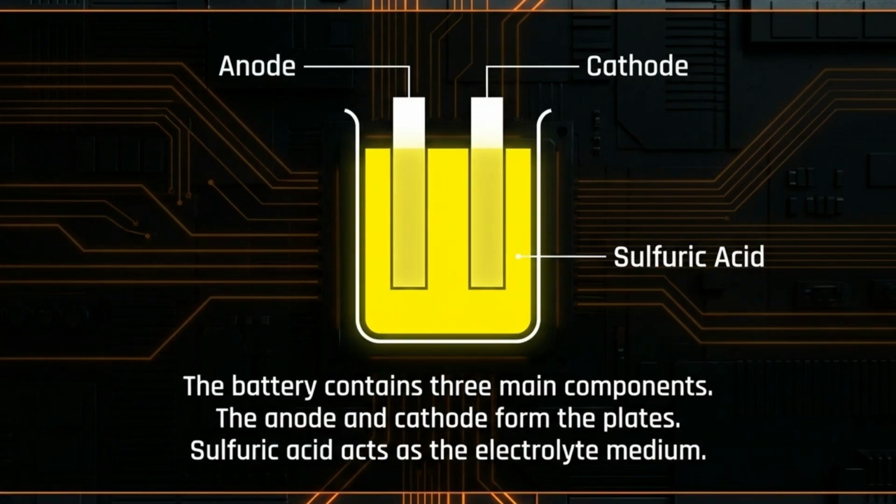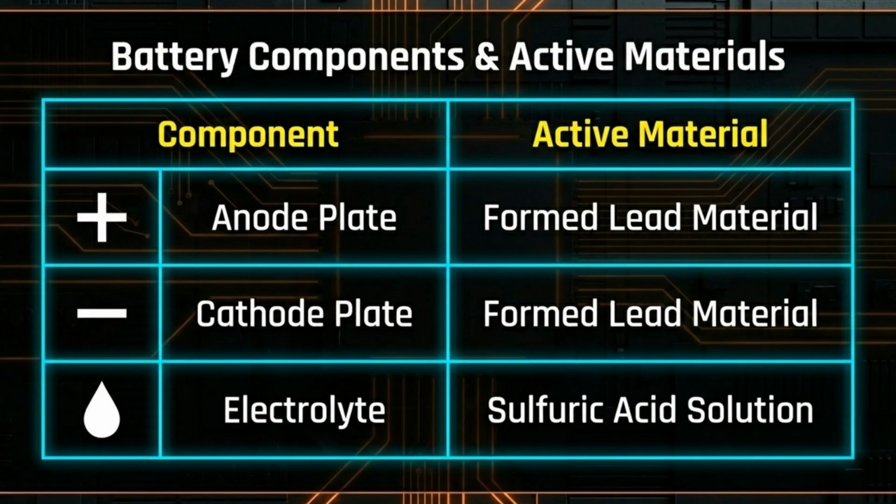A lead-acid battery is composed of three main parts. The anode and cathode form the plates, while sulfuric acid acts as the electrolyte medium that facilitates the chemical reactions. This table breaks down the key components and their active materials. Both the anode and cathode plates consist of formed lead material, submerged in a sulfuric acid electrolyte solution.